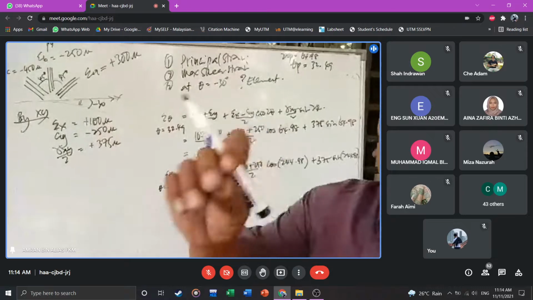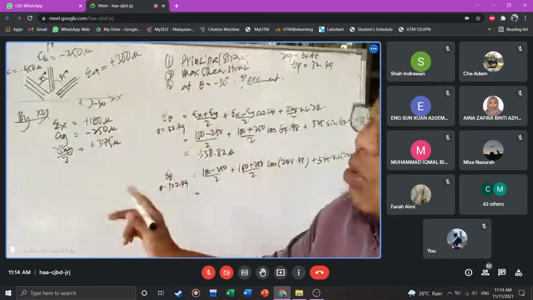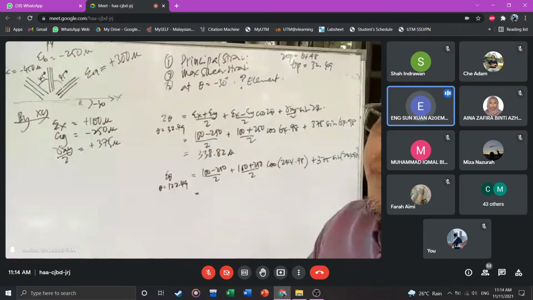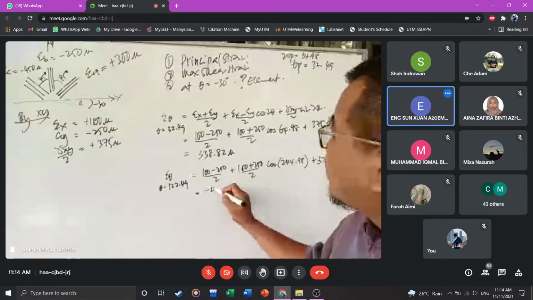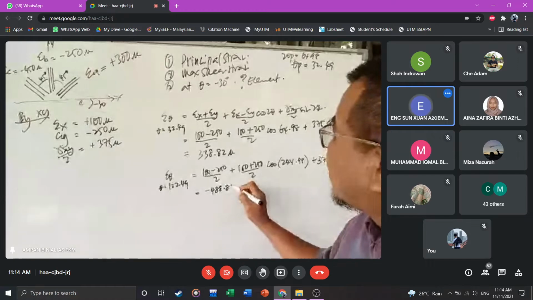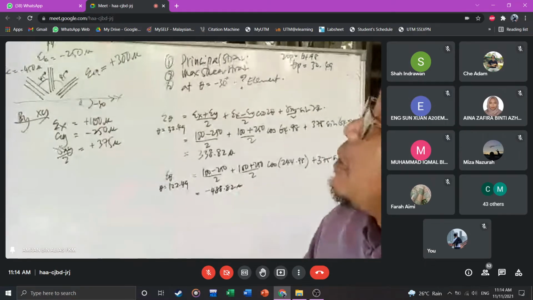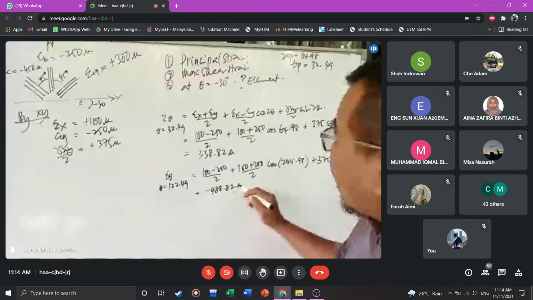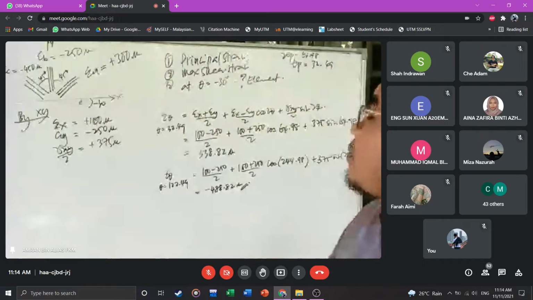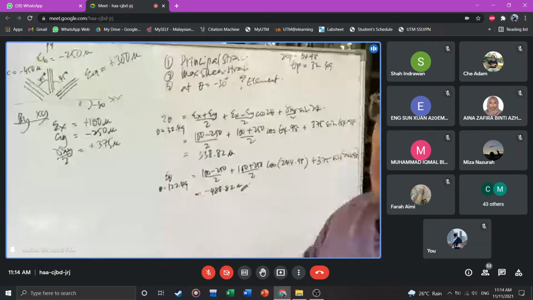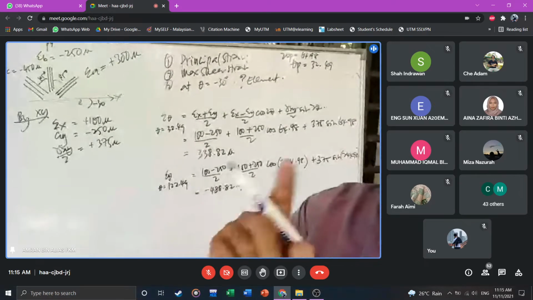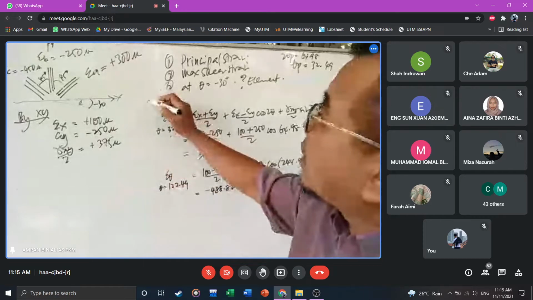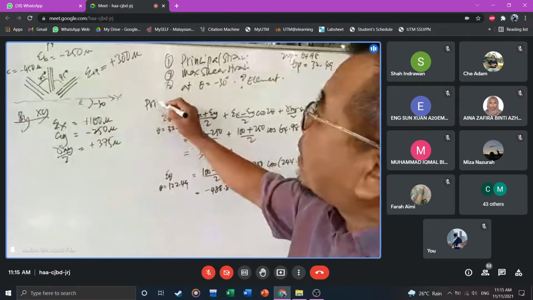I want everybody to do the exercise at home now. Negative 488.82. Somebody else can confirm it? Okay. If we put the value of gamma, the value of gamma will be 0 because this is the principal direction.